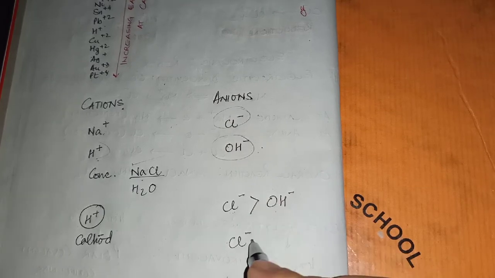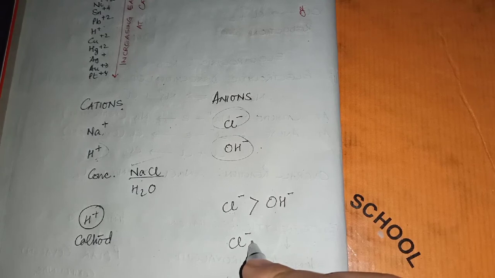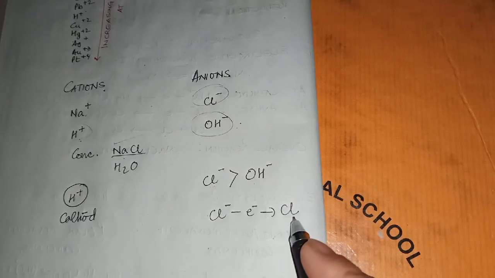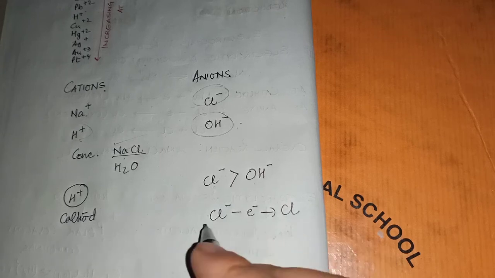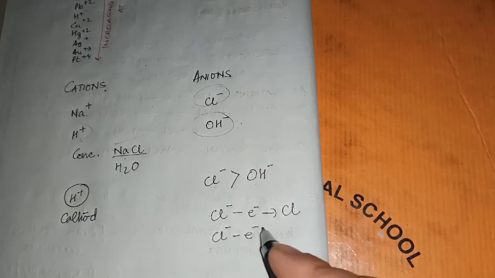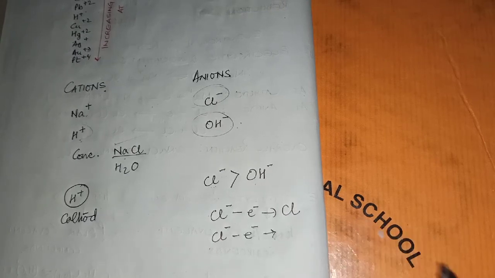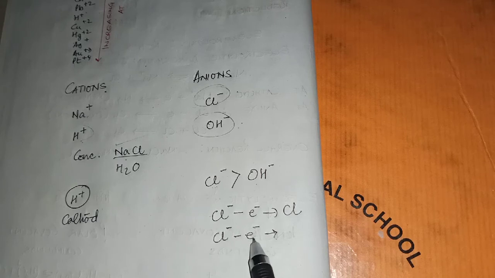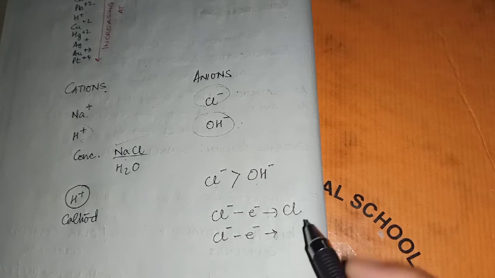So chloride ion will move toward the anode, and over there it will lose an electron and convert into a neutral chlorine atom. And we know that a chlorine atom cannot exist independently. Therefore, another chloride comes, undergoes a similar type of reaction, and this is loss of electron. So LEO, that means loss of electron is oxidation.